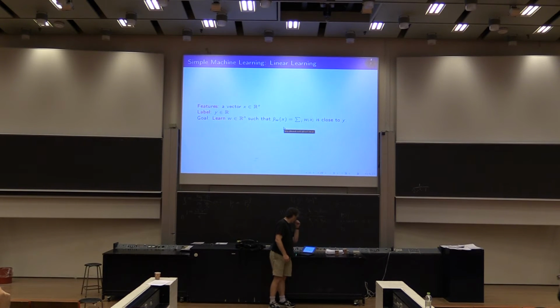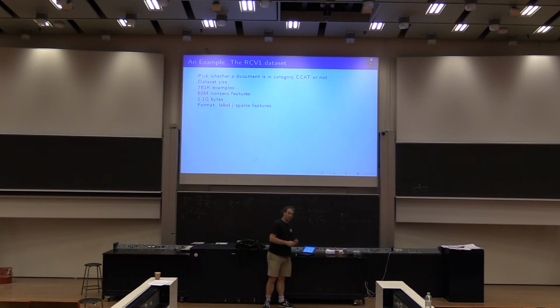Okay, so I'm going to talk about just a very simple version of machine learning, which is just linear learning. So the idea is you have feature vectors, x. You have some label, y. And then your goal is to find some weight vector, w, such that the sum of wi, xi is close to y. I'm going to show you first a simple version of this, which does not use hashing. And then I'll show you a version of it which does use hashing.